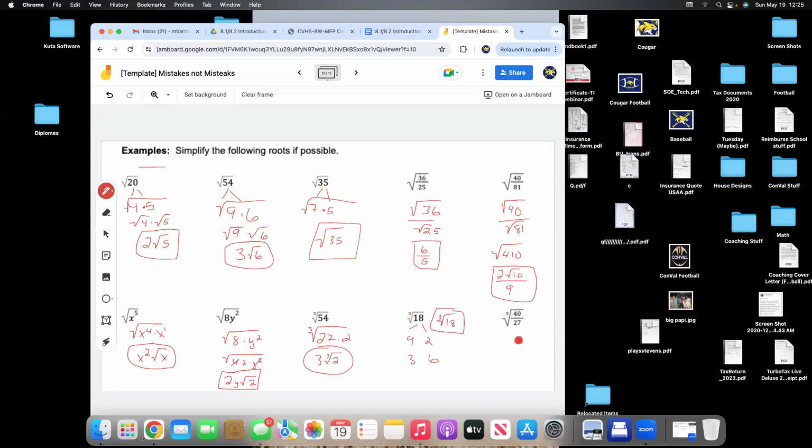Cube root of 40 over 27. Okay. So we have cube root of 40 over the cube root of 27. Well, the cube root of 27 is 3. Cube root of 40, we can split up 40 into 8 times 5. Cube root of 8 is 2. So we have 2 cube root 5 over 3.